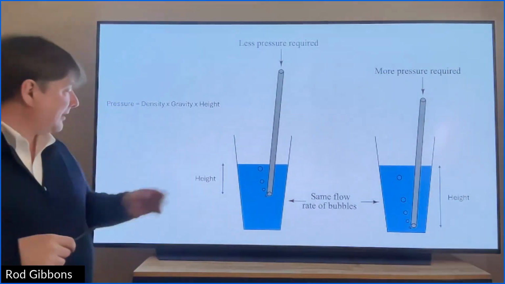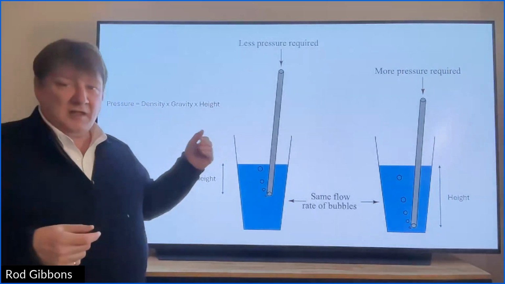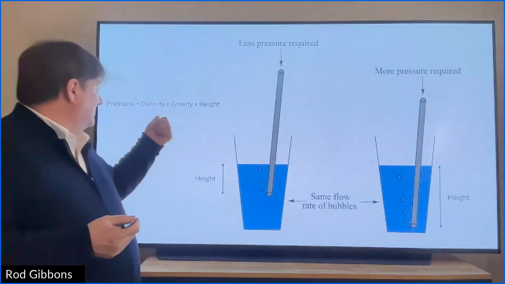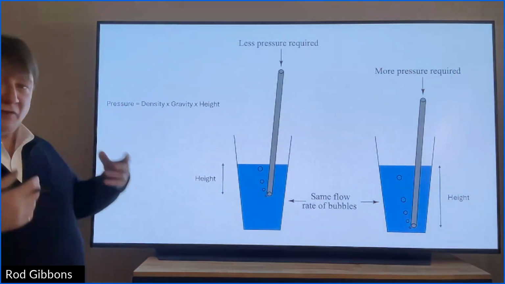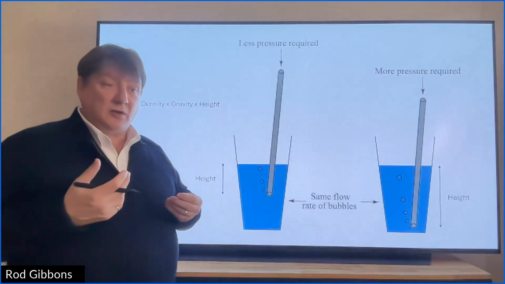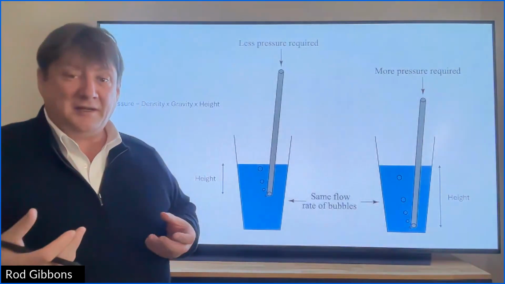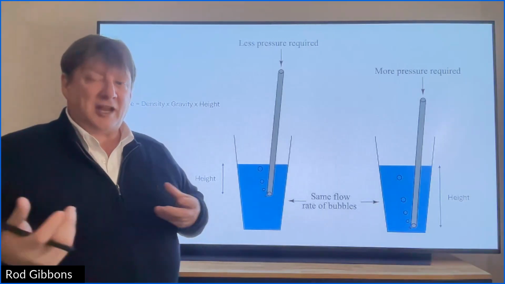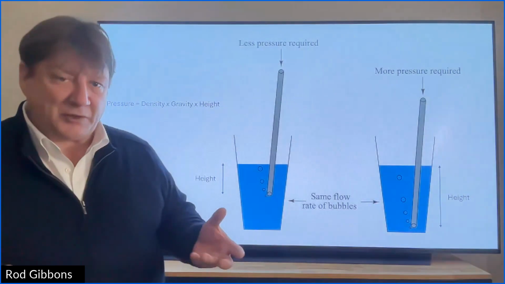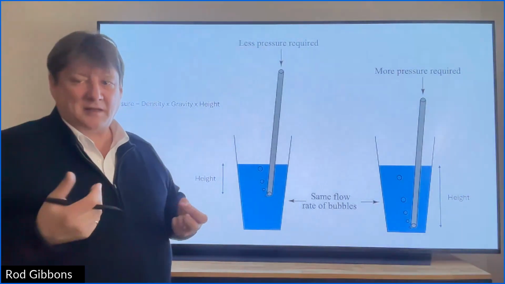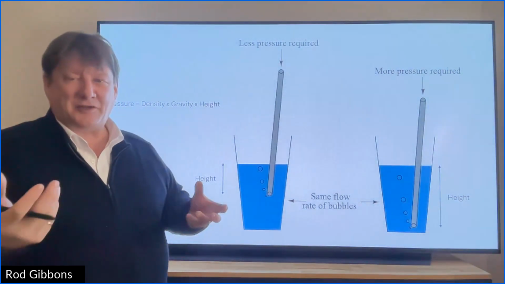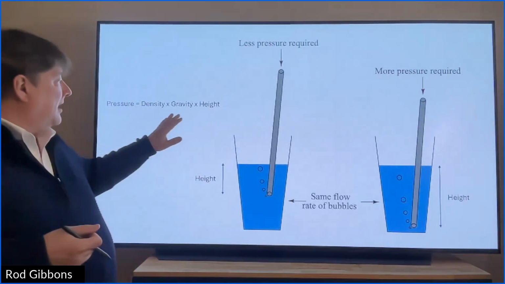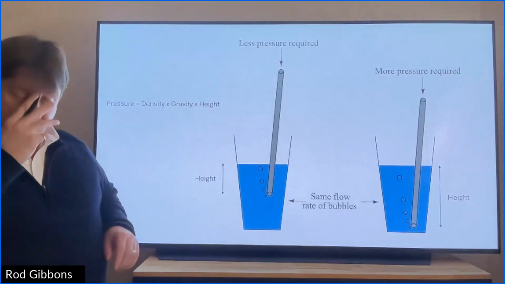And the last term is height. We can't adjust gravity, but the density of a fluid we can change. You might hear the term drilling mud. We're actually taking water and putting additives in there to change its density, to change its properties. It's referred to as mud, but it's actually a chemical combination of materials. So we can adjust density and height.